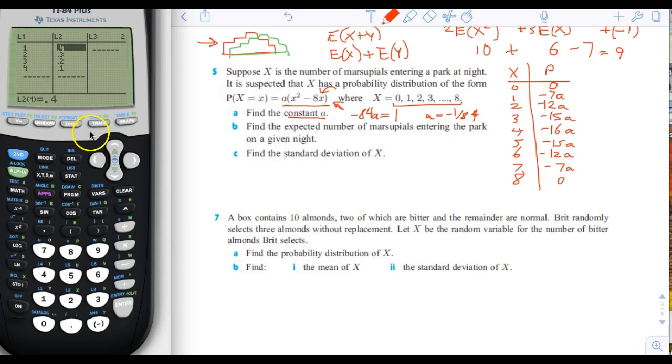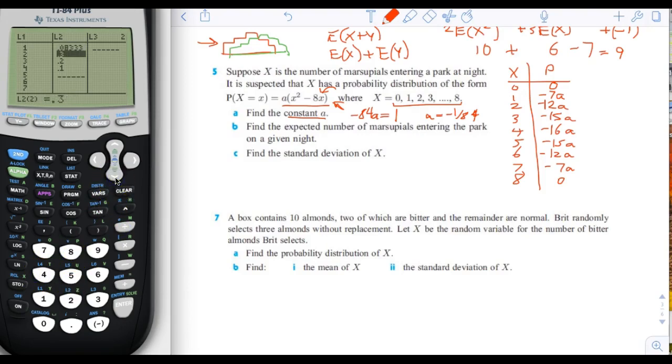Okay, so what I'm going to do now is put all the numbers into the calculator. I don't need 0 and 8 because those values are 0 anyway, but I could put 5, 6, 7 for the first column. And then for the second column, I'm going to put in the probabilities. And the probabilities are all something divided by 84, right? So I got 7 divided by 84.